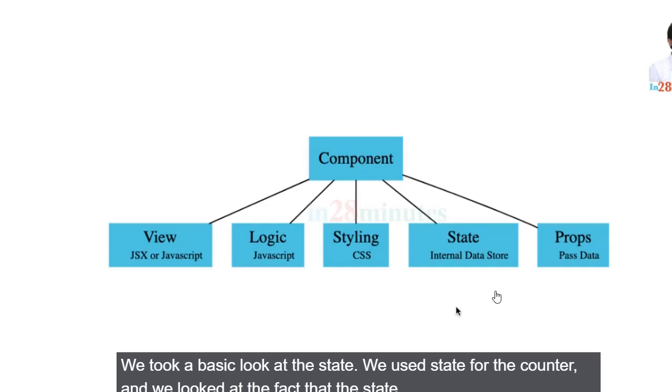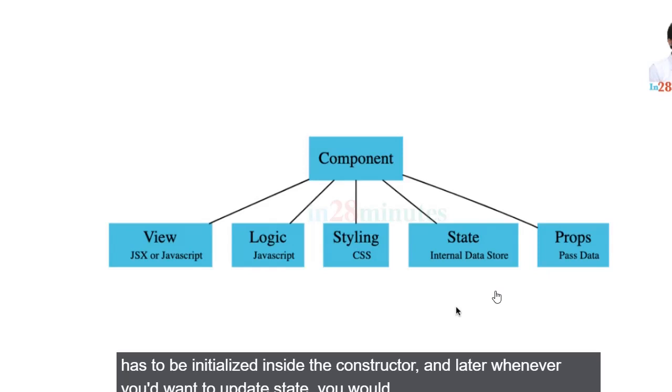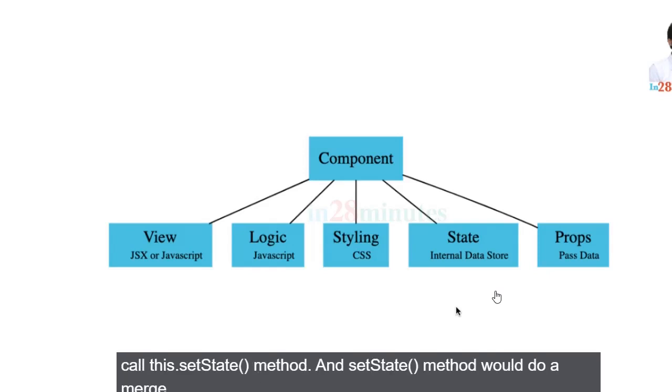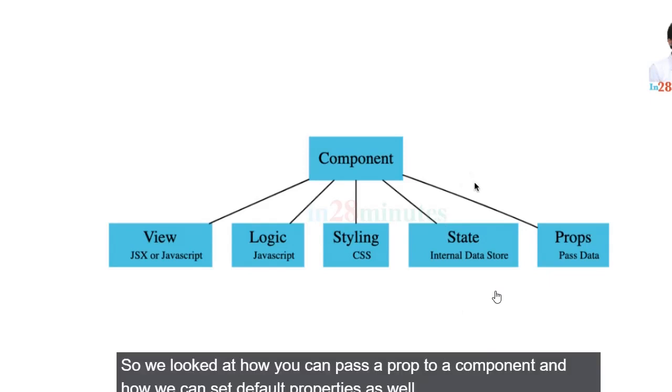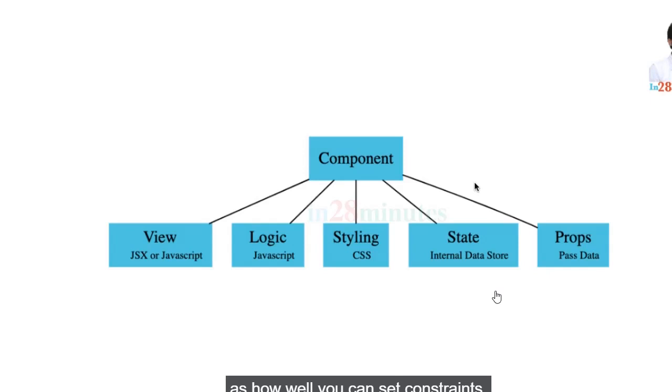We used state for the counter, and we looked at the fact that the state has to be initialized inside the constructor, and later whenever you'd want to update state, you would call the setState method, and the setState method would do a merge. So the setState method would always do a merge of the new state values with the existing state. The last thing which we looked at was props. So we looked at how you can pass a prop to a component, and how you can set default properties, as well as how you can set constraints, for example type constraints on a property.